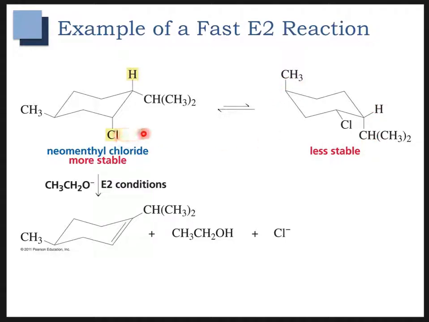The more stable conformation has the larger groups in the equatorial positions, and this is also the conformation that undergoes E2 because the chlorine is axial, and it also has an axial beta hydrogen. So in this situation, this substrate will undergo E2, so you're going to have a faster E2 reaction.